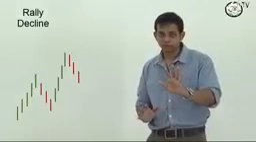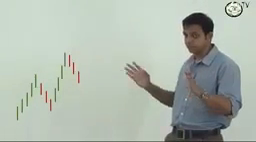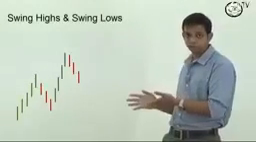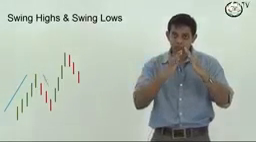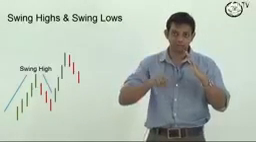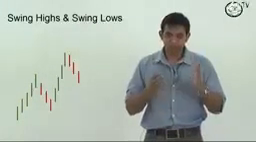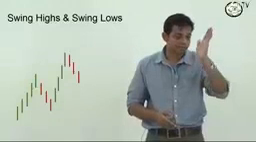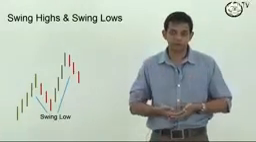So now that we've understood a rally and decline, let's move on to something more interesting: a swing high and a swing low. Simply put, the meeting point of a rally, an up move, and the immediate decline, this tent or this mountain or this peak, is a swing high. Right? The opposite of this is a swing low, meaning the meeting point of a decline and a rally is a swing low.